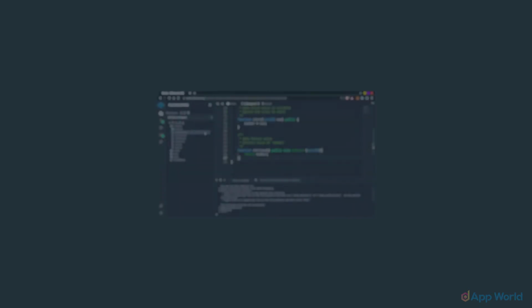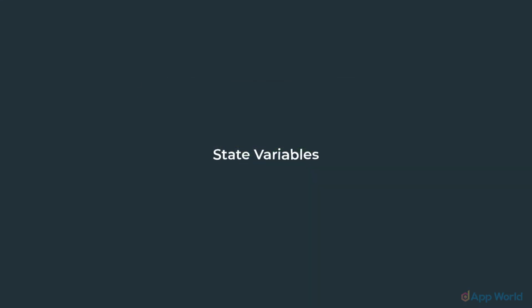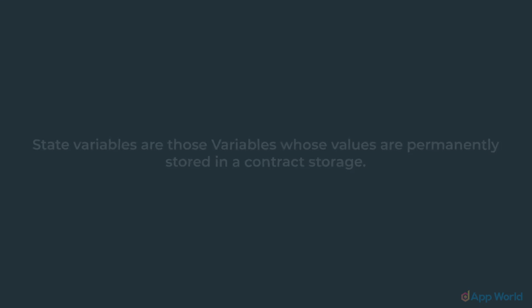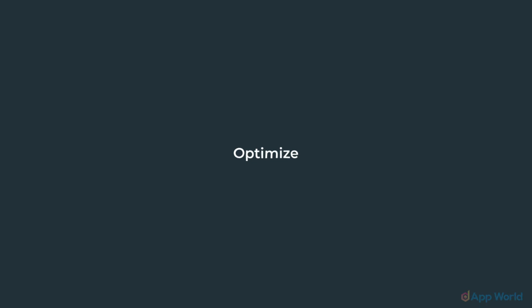Now that we have discussed the structure of a smart contract and the complete flow to build and deploy it, let's start with the state variables first. The state variables are those variables whose values are permanently stored in the smart contract storage, and that's why it will cost us gas. So to optimize the gas fees, one should always consider using state variables wisely.